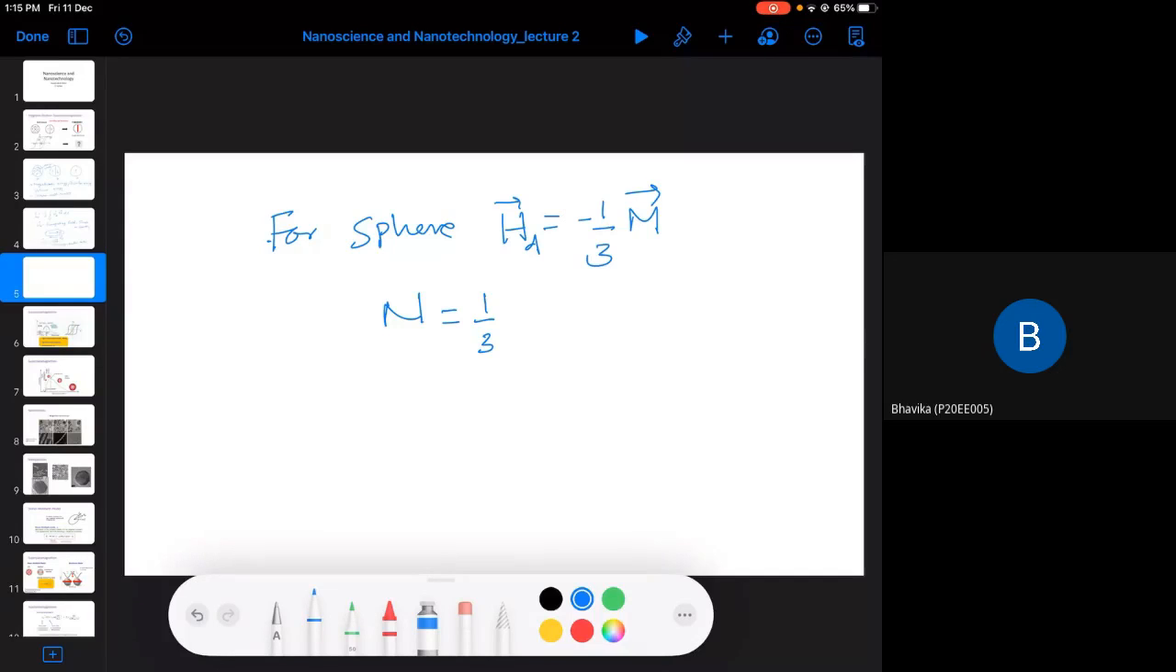Of course, for a cylinder it will be different. For a flat, plate-like structure it will be different. For a disk it will be different. This H_D value is different, and there are already available calculations which show what the H_D value will be for different geometries.